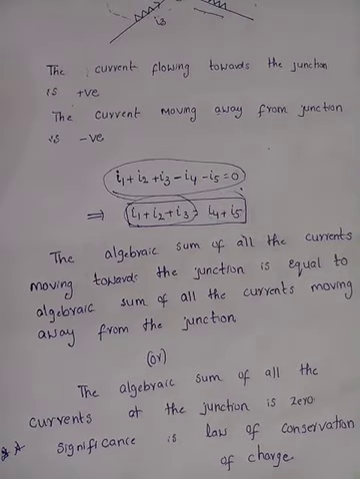This is Kirchhoff's current law, and the first law is completed. The first law explains currents, and its significance is the law of conservation of charge. According to that law, the algebraic sum of all the currents moving towards the junction is equal to the algebraic sum of all the currents moving away from the junction.